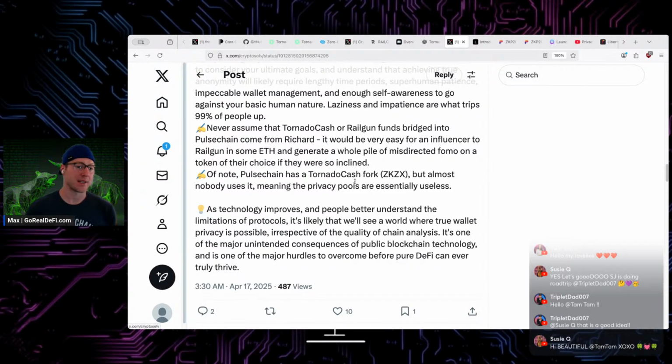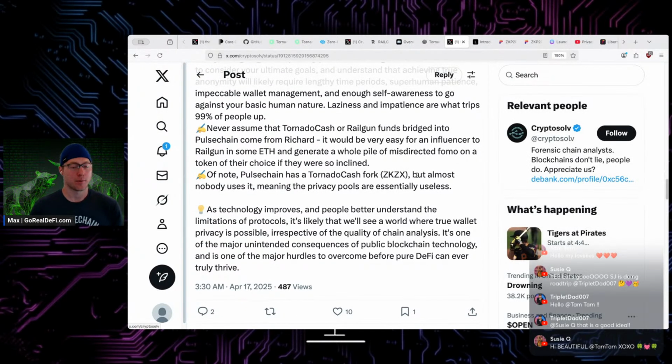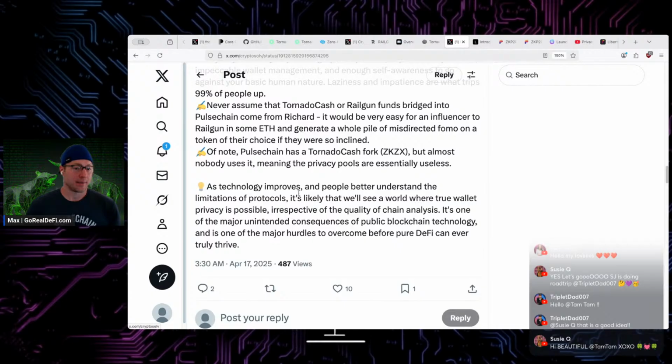Of note, PulseChain has Tornado Cash forks, which we talked about earlier, but almost nobody uses it, meaning privacy pools are essentially useless. I don't have a lot of experience using it, but this is one take on it as well.